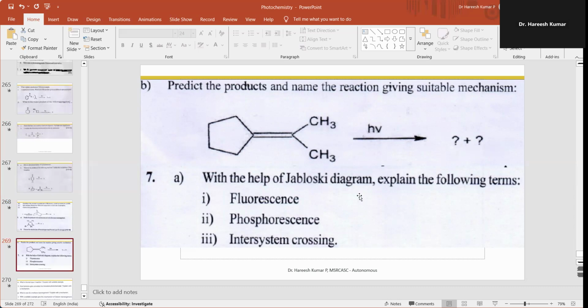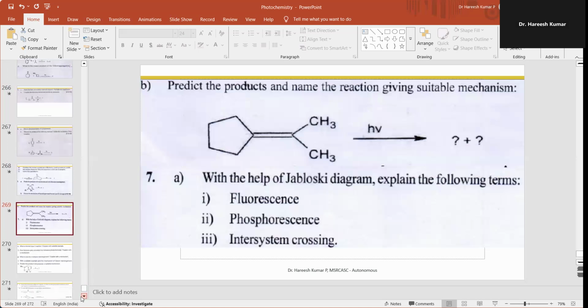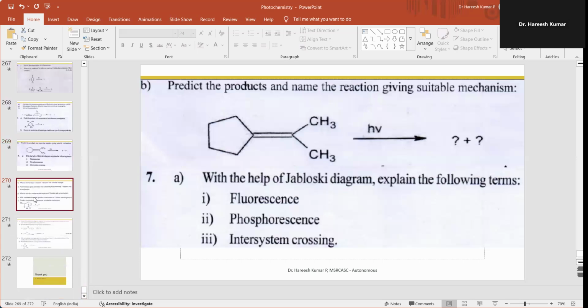Then with the help of the Jablonski diagram, you have to write the Jablonski diagram, and then you have to explain what is fluorescence, what is phosphorescence, and the intersystem crossing process. Fluorescence means singlet one, phosphorescence means triplet one, and intersystem crossing means conversion of singlet to triplet one. We have to explain in terms of words. Then I will go to the next slide.